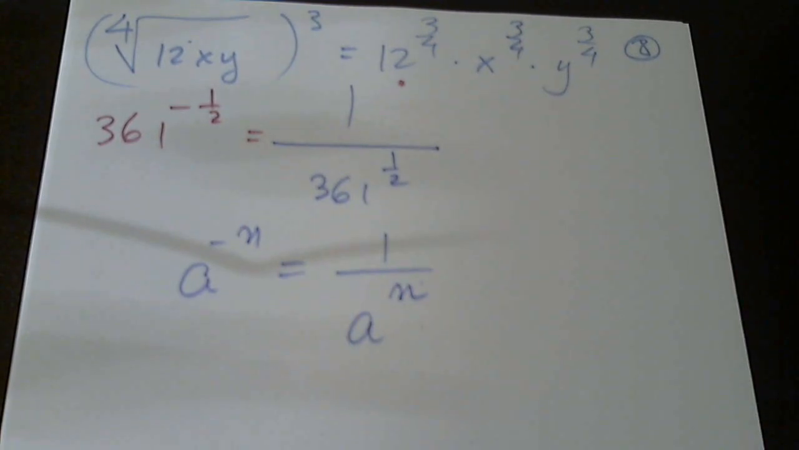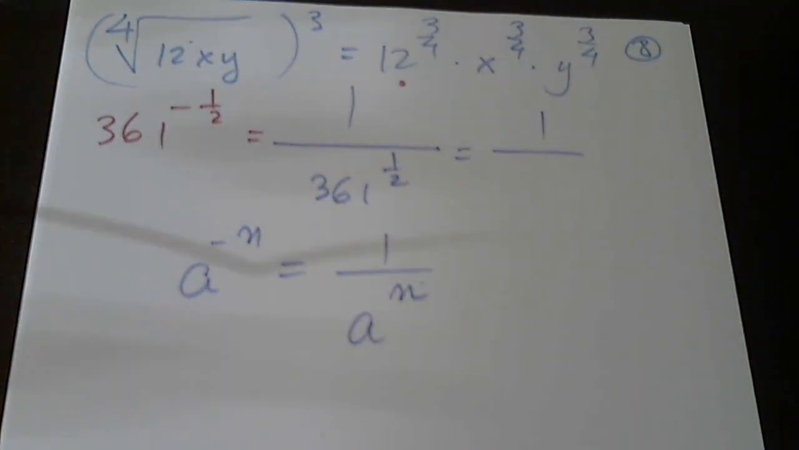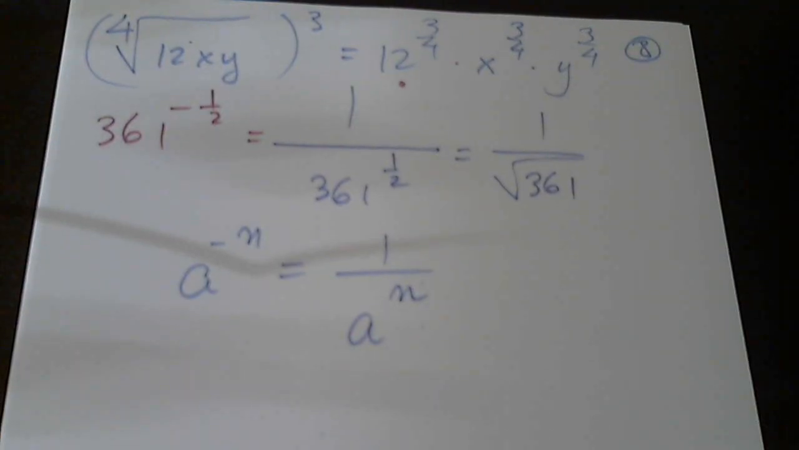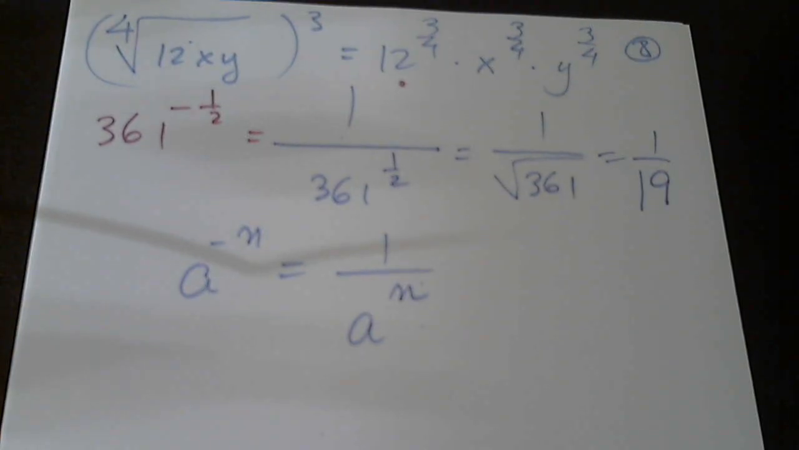Good. What do I do next? What radical is power 1/2? Meaning the square root. Okay, so now you put it in the calculator and you just take the square root and you'll see it's a perfect square, 361, 19. So the answer is 1 divided by 19. And that's it.